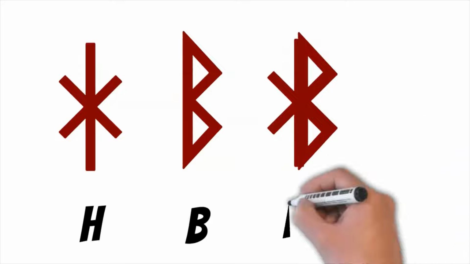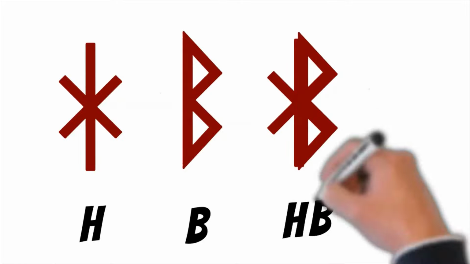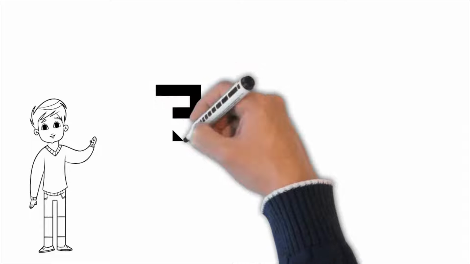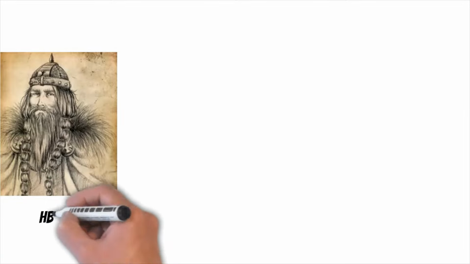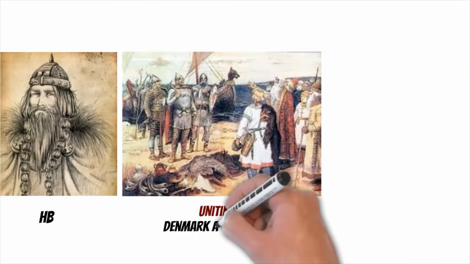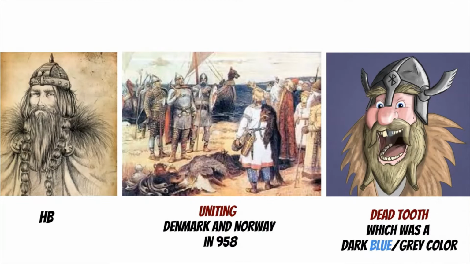Runes have been in circulation for thousands of years now, which gives even more history to the Bluetooth image. But what do H and B stand for? They are the initials of Harold Bluetooth. Excuse me, Mr. T. Who is Harold Bluetooth? Glad you've asked. Harold Bluetooth Gormson was a king of Denmark and Norway, who was well known for 2 things: uniting Denmark and Norway in 958. And his famous dead tooth, which was a dark blue color, and earned him the nickname Bluetooth.